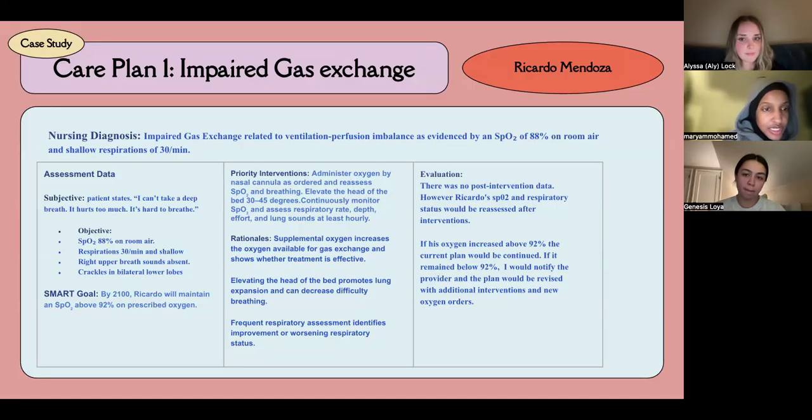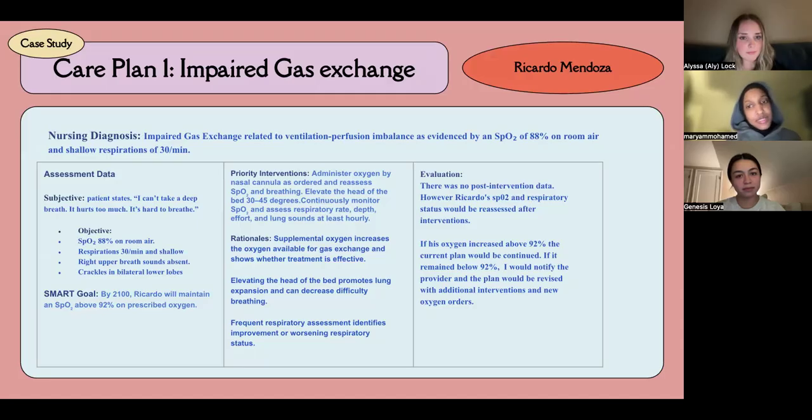For our assessment, the subjective data was Ricardo stated that "I can't take a deep breath and it hurts to breathe." His objective data was 88% on room air, respiration was 30 per minute, and crackles in bilaterally lower lobes.